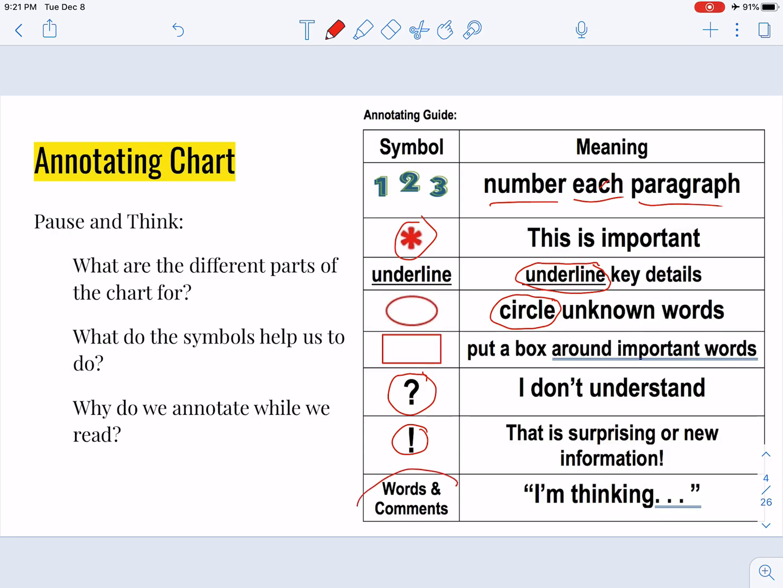Now finally, you can use words and comments. Like, I'm thinking that this desert must be cold, or this desert must be hot, or in comparison to blank, this is how it goes. And so when I use words and comments, those are going to be more specific to what it is that I'm reading, and they're going to help me to understand even further. So hopefully we answered those questions in our pause and think, and let's get ready to read.